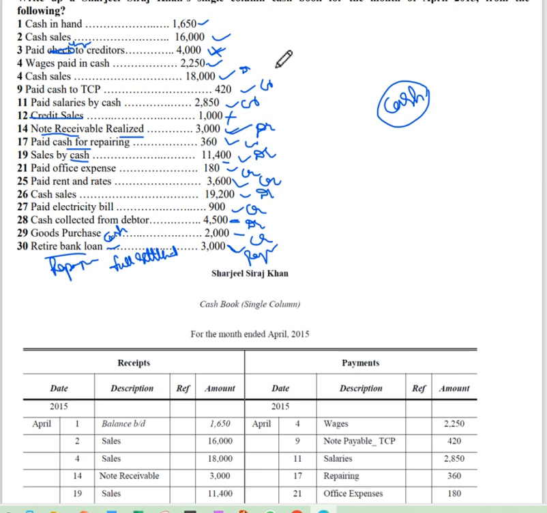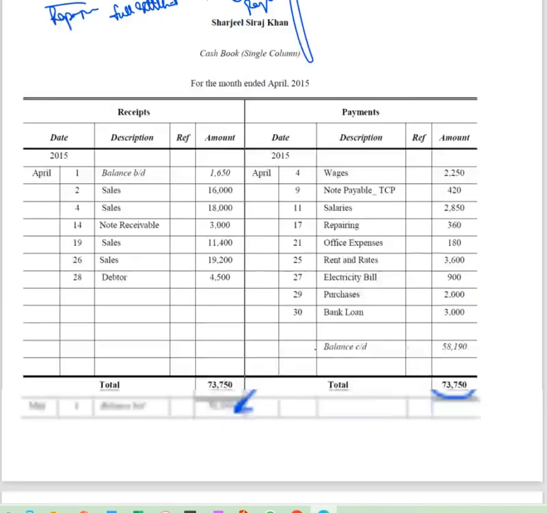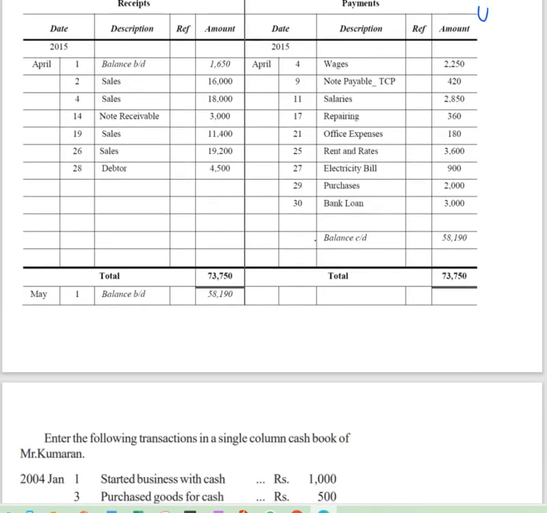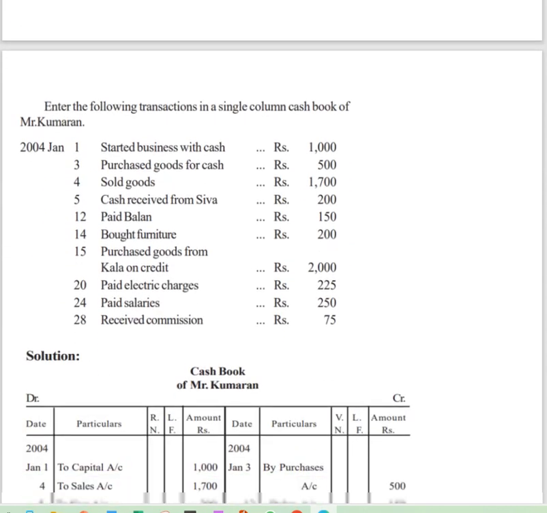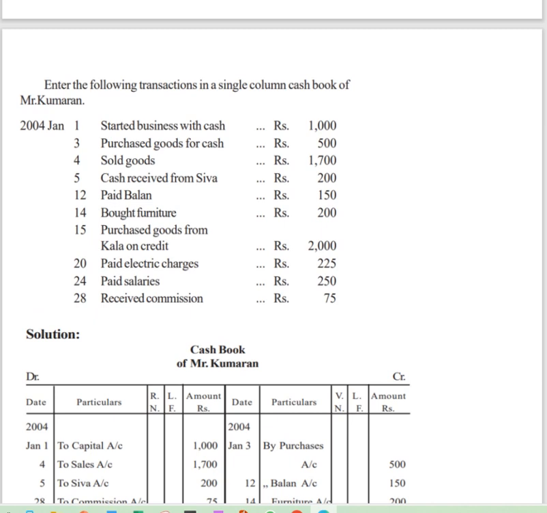Okay. So when we are preparing a single column cash book, all the payments go to the credit side, all the receipts come to the debit side. So this is how we prepare the cash book. The next problem you can solve that.